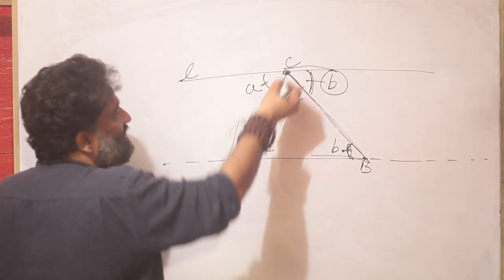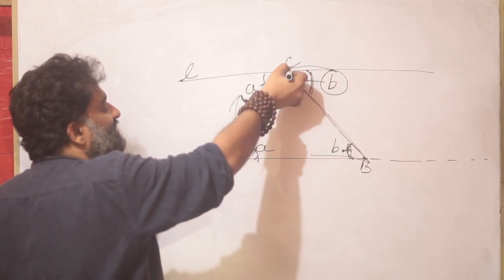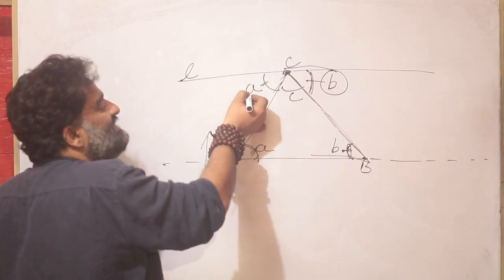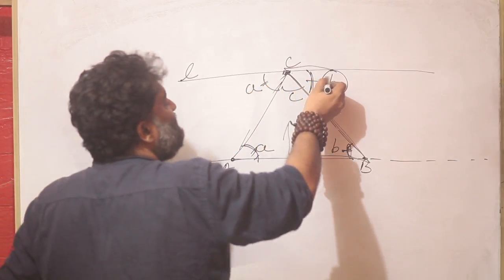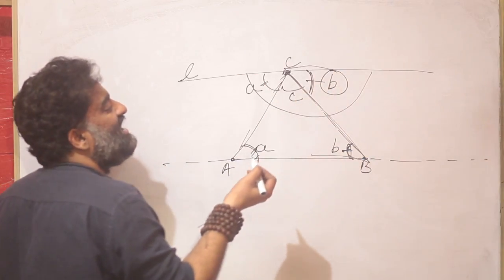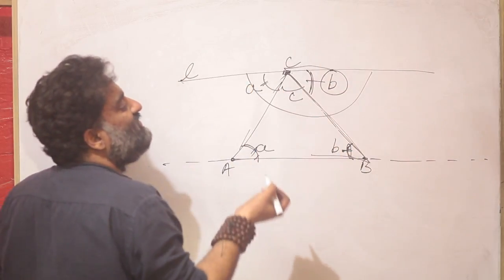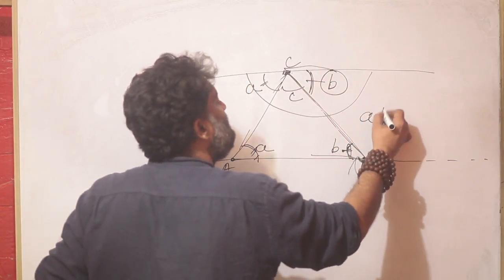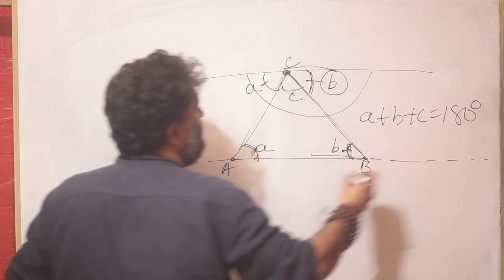Why? Because again, for the parallel line L and line AB and the transversal CA, this angle and this angle are alternate interior angles. So this angle is A, this angle is B, this angle is C, and I can see this is once again a 180 degree angle. Why? Because any sum of angles on a straight line is 180 degrees, and therefore angle A plus angle B plus angle C is equal to 180 degrees.